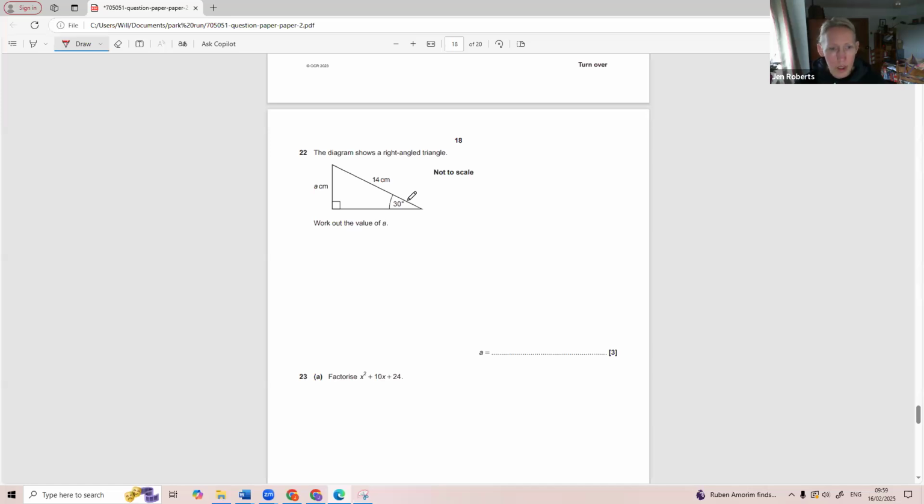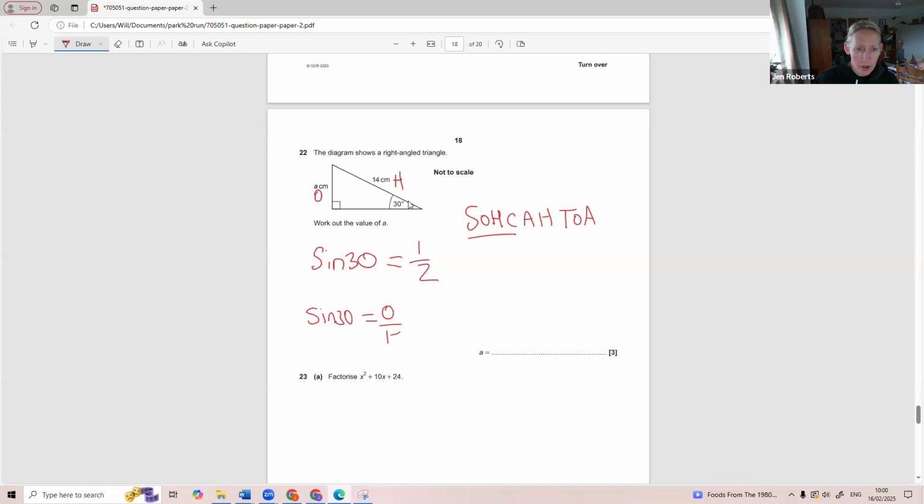Okay, trigonometry, SOHCAHTOA, opposite, hypotenuse. We're not going to label this because it's got no information on it. SOHCAHTOA, what uses O and H? Sine. This is without a calculator, so you need to know. You should have been given a list of sine ratios you need to know, and sine 30 you need to know is a half. So we know sine 30 equals opposite over hypotenuse.